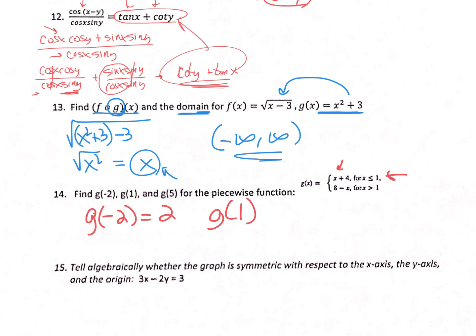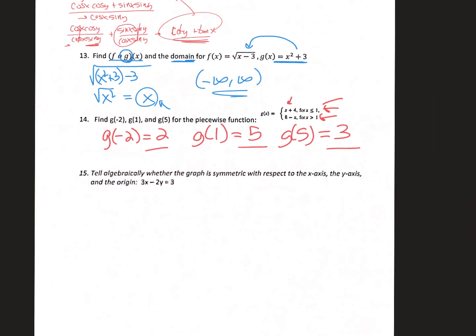G of 1. 1 equals 1, so I'm going to use the same one again. 1 plus 4 is 5. Then it says find g of 5. 5 is bigger than 1. 8 minus 5 is 3. So there's your three answers there for 14. I think you'll do fine on that one.